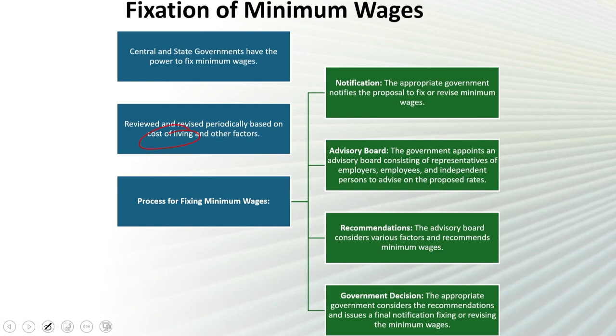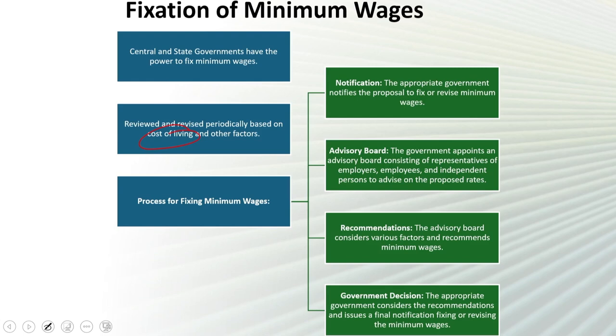So the government periodically revises these wages to reflect changes in economic conditions and cost of living. So what we understand from this angle is that the appropriate government, be it the central government or the state government, has the authority to fix the wages. That said, there are different minimum wages that are determined on different factors. When you look into the process for fixing wages, this is something which is more relevant to this lecture.